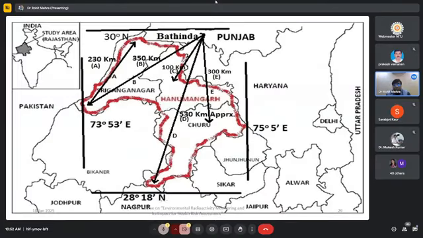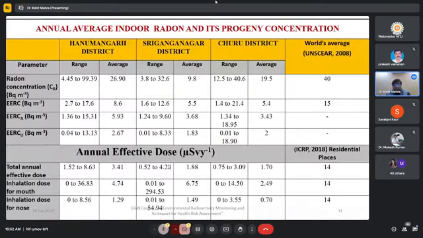And this was one of the case studies where we performed some studies in Bathinda, Churu, Hanumangarh, and Shri Ganganagar districts. I will show you the results. We have measured annual average indoor radon concentrations, which range from 4.5 to 99.39 becquerel per meter cube.